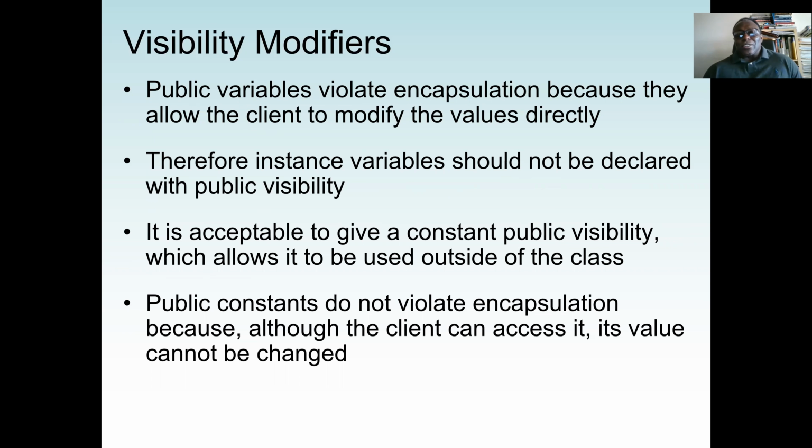Or if I have 2 classes, class A and class B, and the data members of both classes are public, it means class B can directly access class A. Class A also can directly access class B data. Therefore, instance variables should not be declared with public visibility.